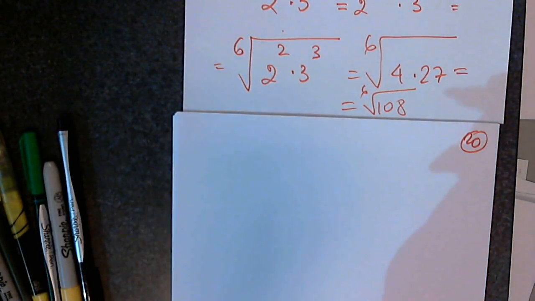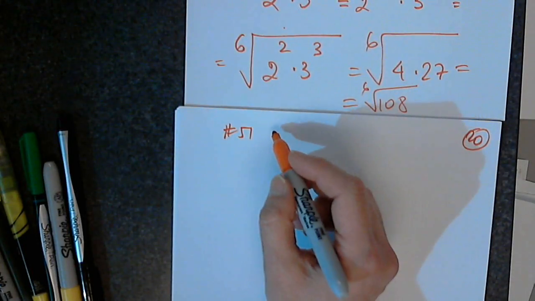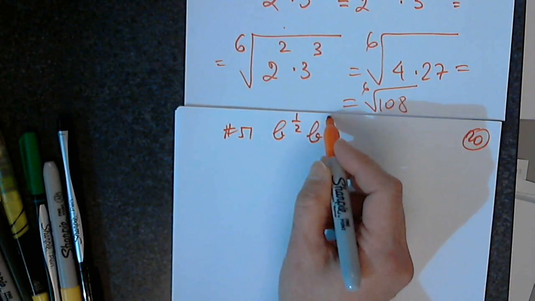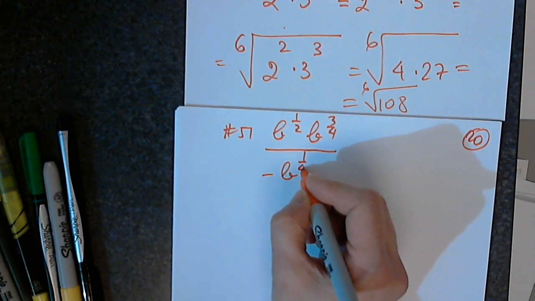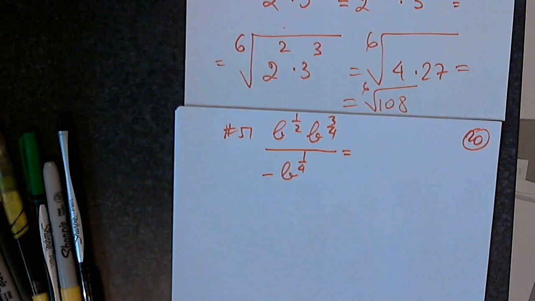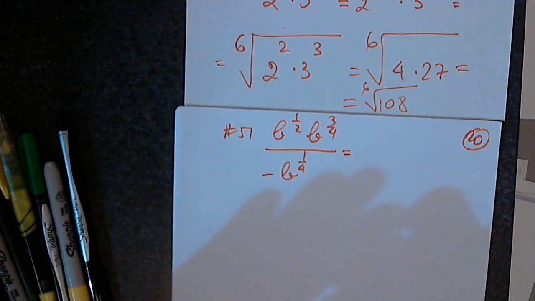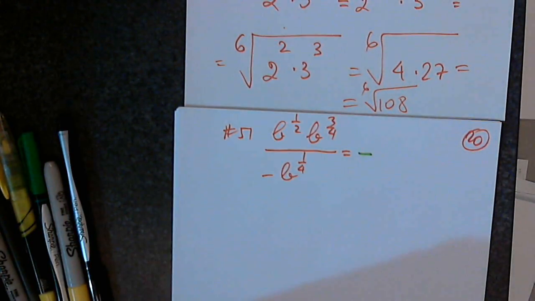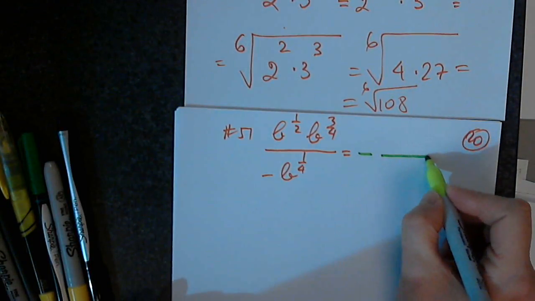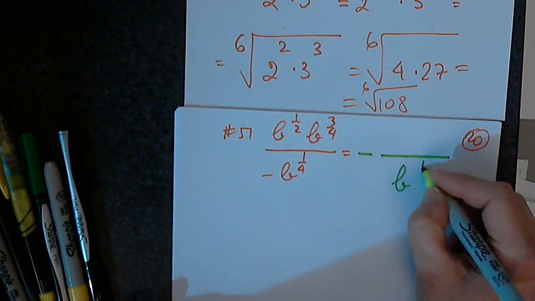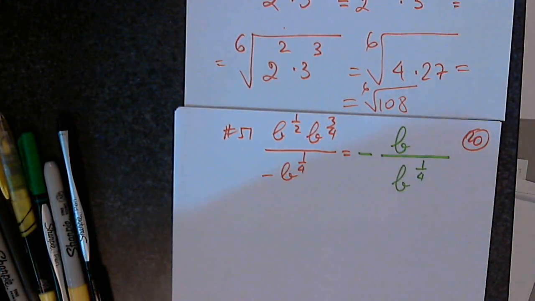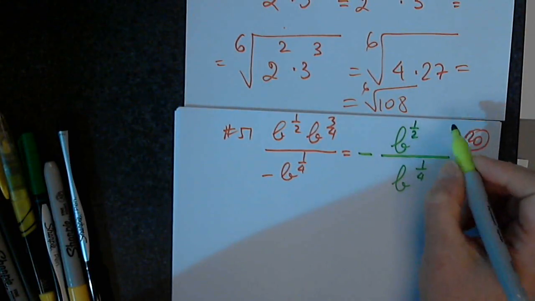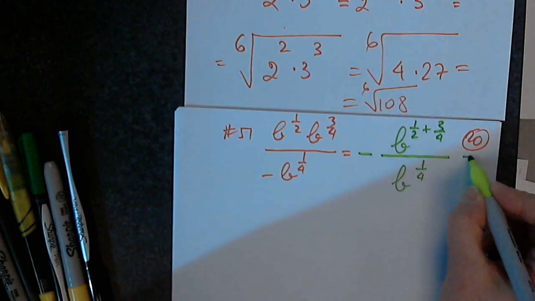So 51. B to 1/2 times B to 3/4 divided by negative B to 1/4. So the negative goes in front. Can anyone tell us what to write for the numerator? B raised to which power? 2/4. So I have 1/2, yes, but I have to show it. You're right. 1/2 plus 3/4.